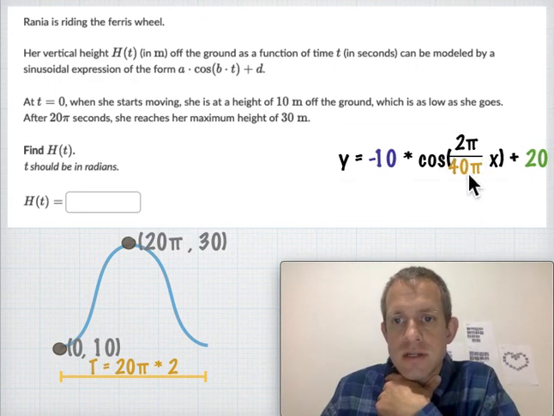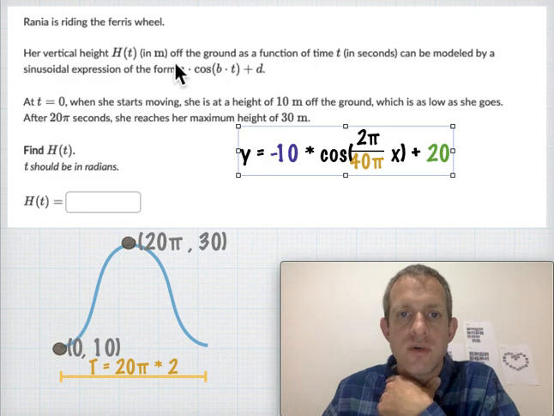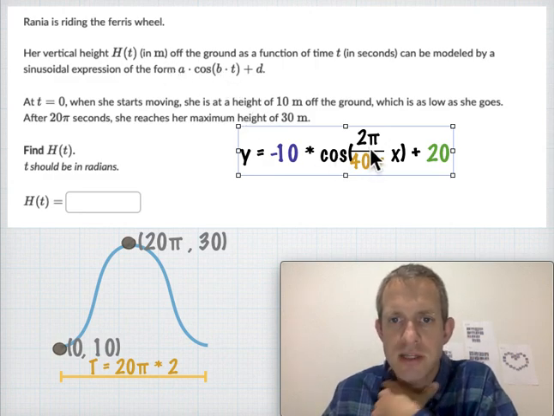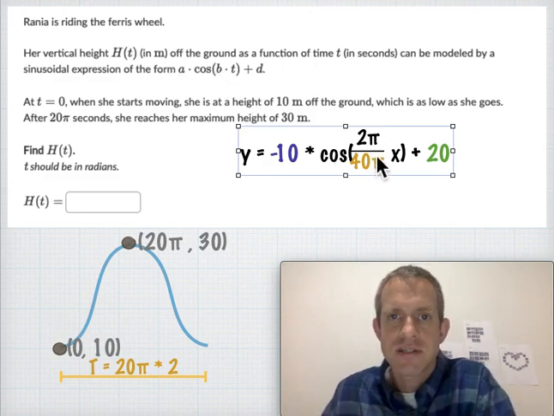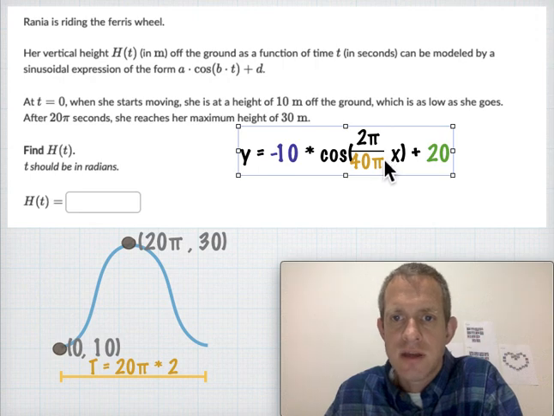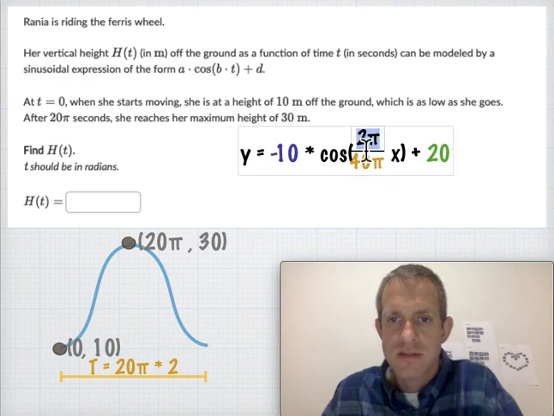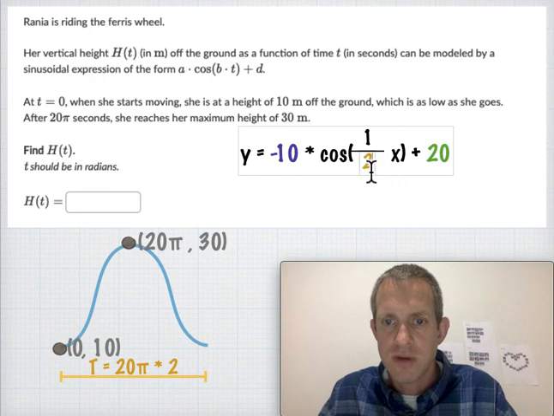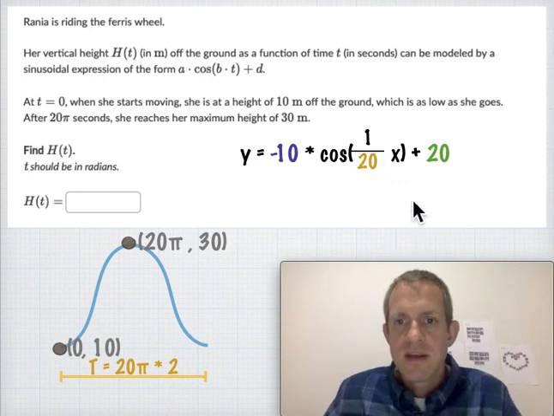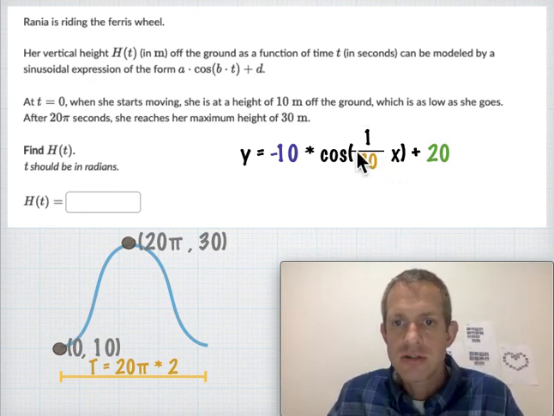So here is a good first draft for an equation. It can be cleaned up a little bit because this fraction inside near the x can be simplified. The pi's can cancel out, and 2 divided by 40 would be 1/20th. And so let me abbreviate that a moment. And that should be a good final answer.